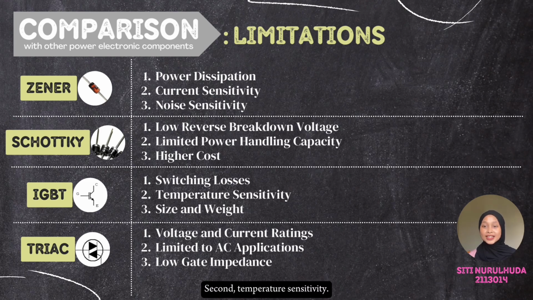This can result in power dissipation and reduced efficiency, particularly in high-frequency applications. Second, temperature sensitivity. As temperature increases, the on-state voltage drop may also increase, affecting the device efficiency and power handling capacity. Third, size and weight. IGBTs can be relatively large and heavy compared to other semiconductor devices.